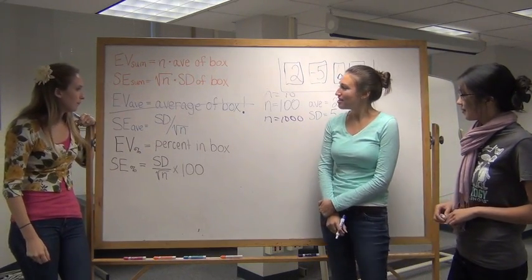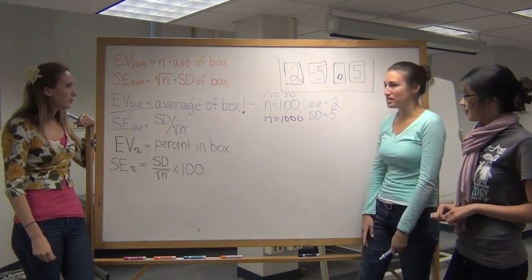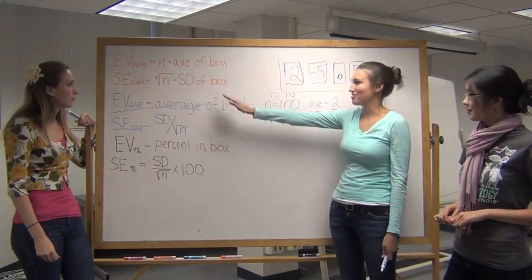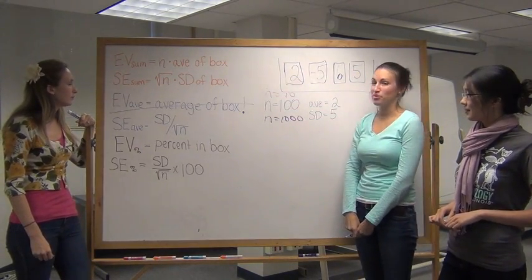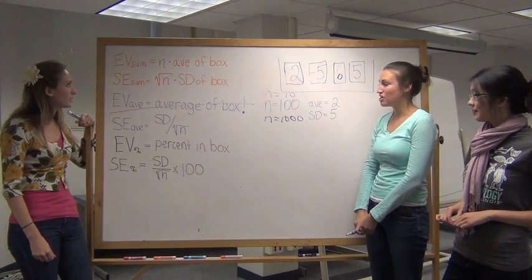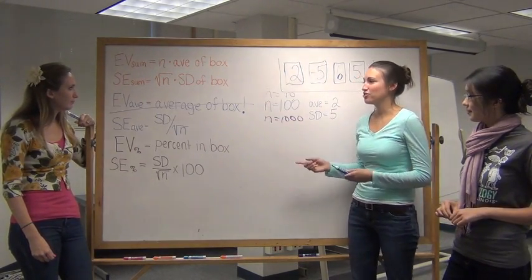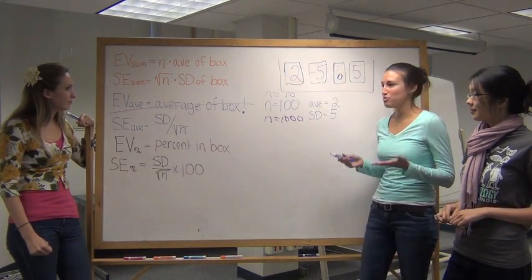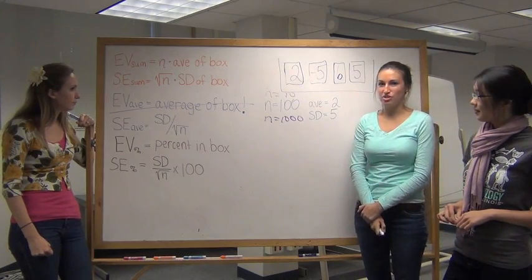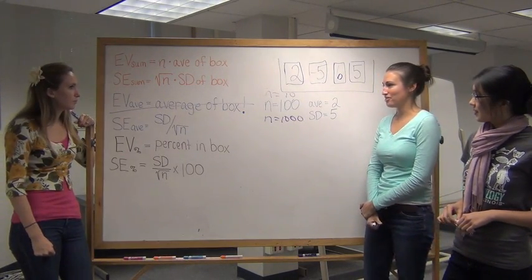Sure. So the standard error of the average, we know from before that the standard error of the sum is just the square root of n times the SD of the box. So what do you guys think would happen if we're trying to take the standard error of the average? How do we find the average? What do we usually do when we're trying to find the average?